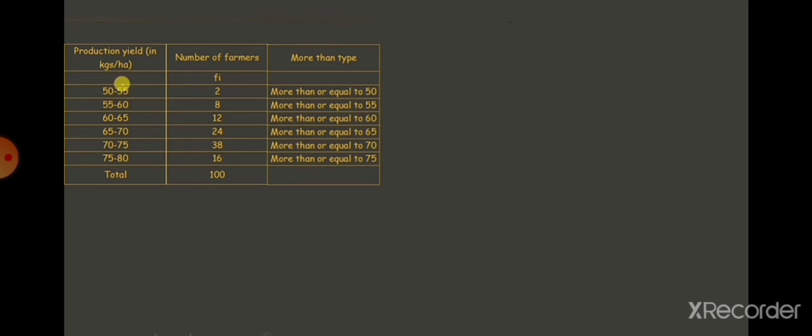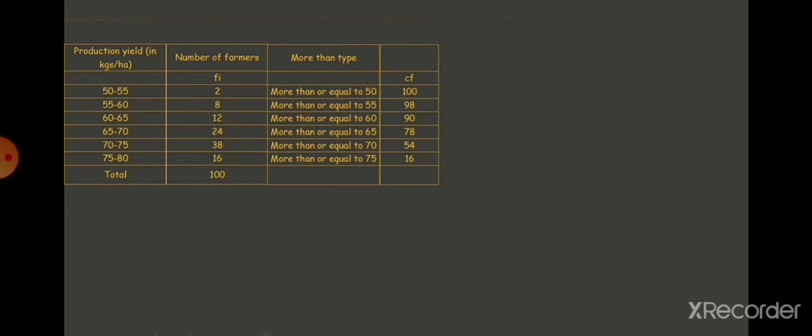Here we have to take more than 50, which means the lower limit we have to consider. In the less than OGIVE we have to consider the upper limit, and in the more than OGIVE we have to consider the lower limit. Okay, so now in this we have to take the more than OGIVE. How are we going to draw another table?